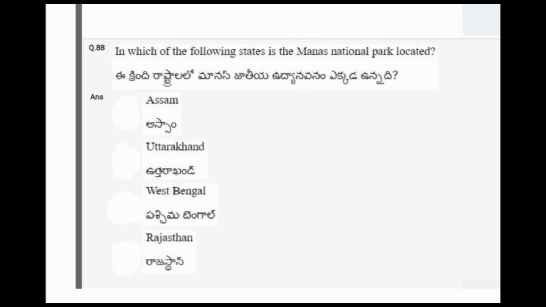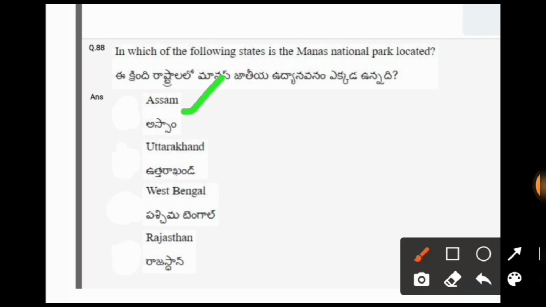In which of the following states is the Manas National Park located? Assam, Uttarakhand, West Bengal and Rajasthan. The correct option is the first one, that is Assam.